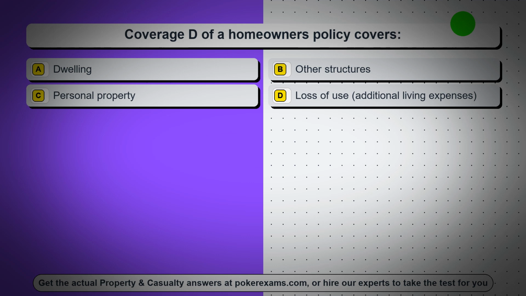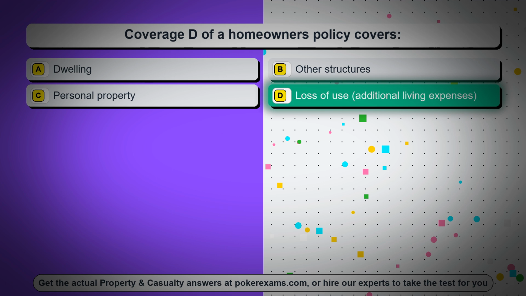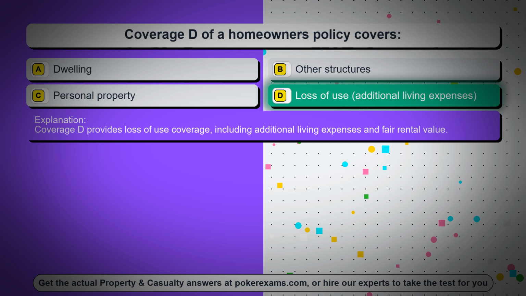Question 1. Coverage D of a homeowner's policy covers Option A, dwelling, Option B, other structures, Option C, personal property, Option D, loss of use, additional living expenses. The correct answer is Option D, loss of use, additional living expenses. Coverage D provides loss of use coverage, including additional living expenses and fair rental value.